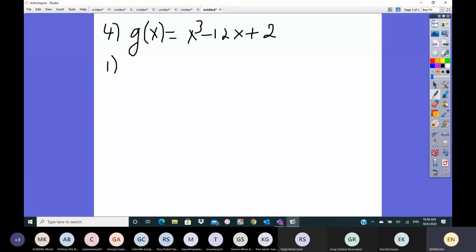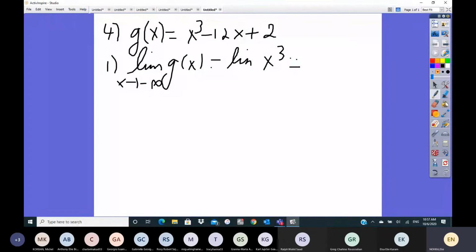I remind you guys, when you read the words table of variations, that means you should do the limits even if it's not asked from you. If I just say study the variations, you can set the table of variations without the limits. But when you read the words table of variations, you have to find all the limits. Anyway, here we only have two limits. Limit of g of x when x tends to minus infinity. It's limit of x cubed, which is minus infinity.